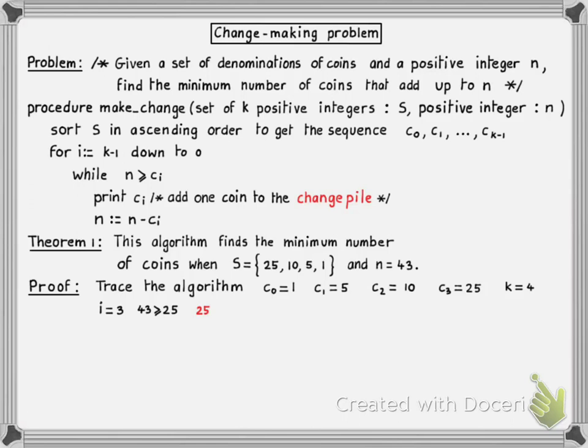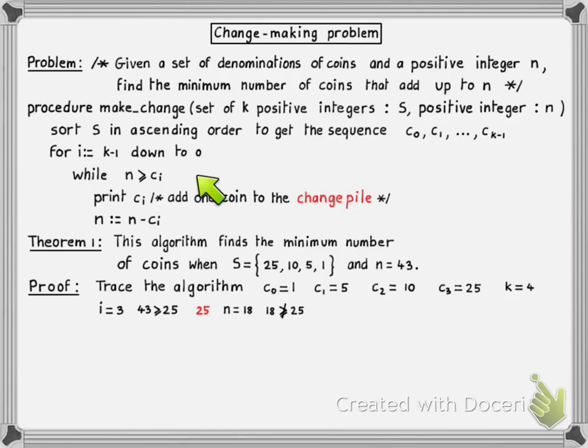So we put down in red here a quarter, and now we only have to account for 43 minus 25 cents. So we change the value of n to reflect the fact that we already put a quarter down, and n goes down to 18. And then we go back to the top of the while loop and ask, is 18 greater than or equal to 25? The answer is no, therefore we can't use any more quarters.